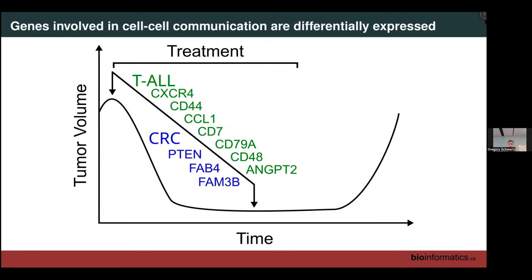And we hypothesize that this is happening because what we notice is across different kind of models that we used, in xenograft models and in cell lines, across colorectal cancer and T-cell lymphoblastic leukemia, when we look at the most differentially expressed genes between the minimal residual disease, the treated cells versus the control, we see that some of those most differentially expressed genes are involved in cell-cell communication.